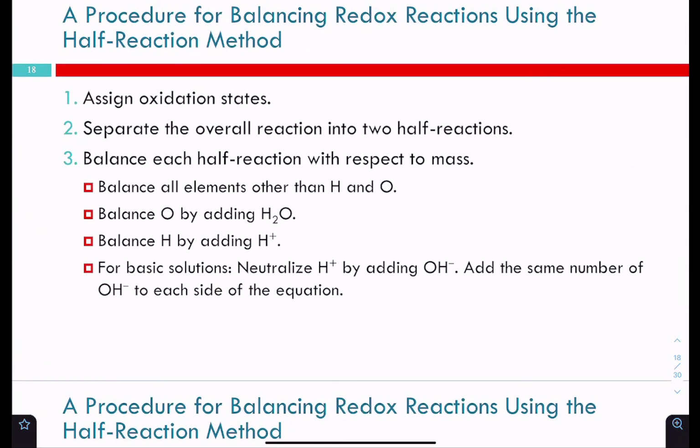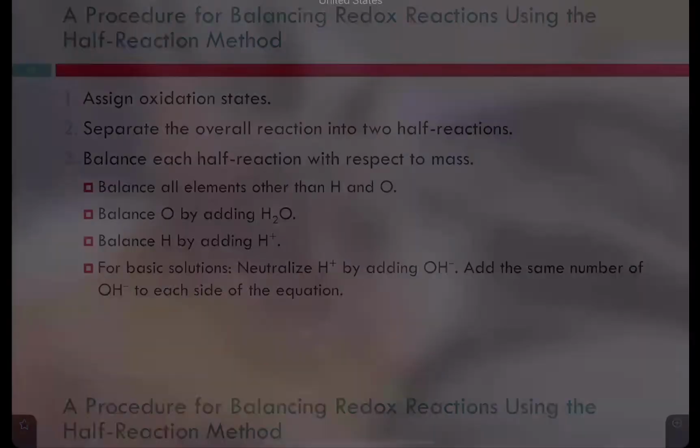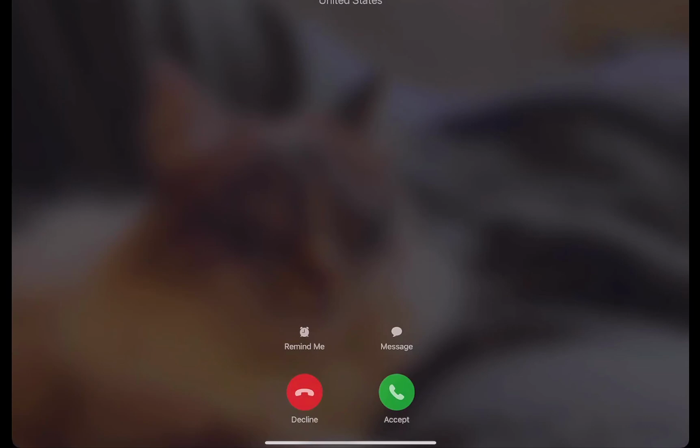So, the procedure for balancing redox reactions using the half reaction method. This is one, because I did add it to chapter 17, where there are problems where you have to balance redox reactions. As you're going through the steps, write the steps next to them so that you remember them.